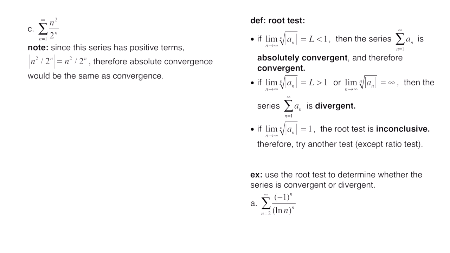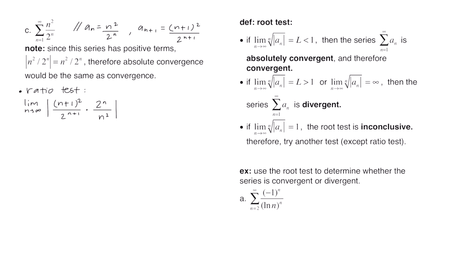All right, so to apply the ratio test, first we want to identify a sub n and a sub n plus 1. So here's our a sub n, and then next we're going to find a sub n plus 1, and now we'll set up the ratio test. Okay, so for our ratio test, we have the limit as n goes to infinity of the absolute value of a sub n plus 1 divided by a sub n, which again we do by multiplying by the reciprocal of a sub n.